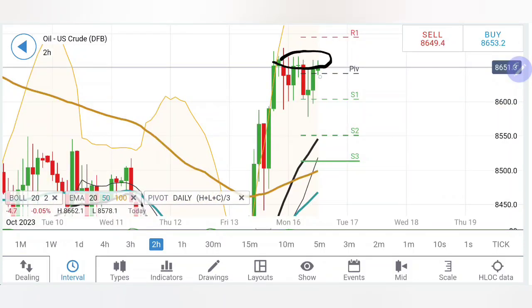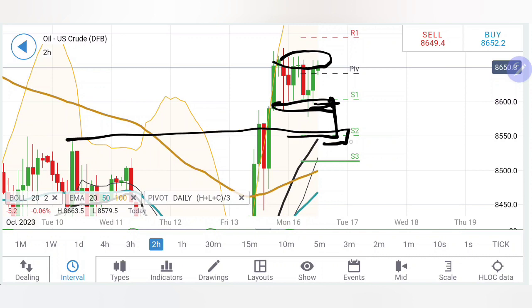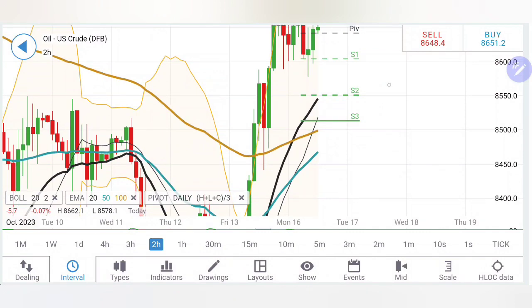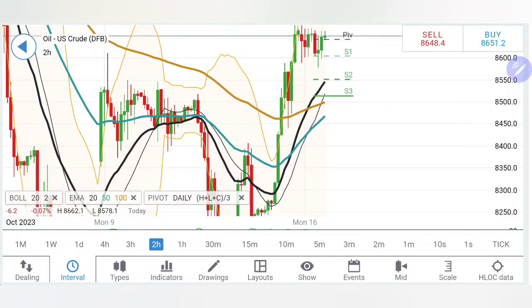See, on the top side, the resistance is very strong, and the support on the downside is also equally strong here. So yes, below 85.8 we can sell 85.5, 85.3 and 85. Very good support is existing here in between 85, 85.5. Below that, further bearishness may prevail.